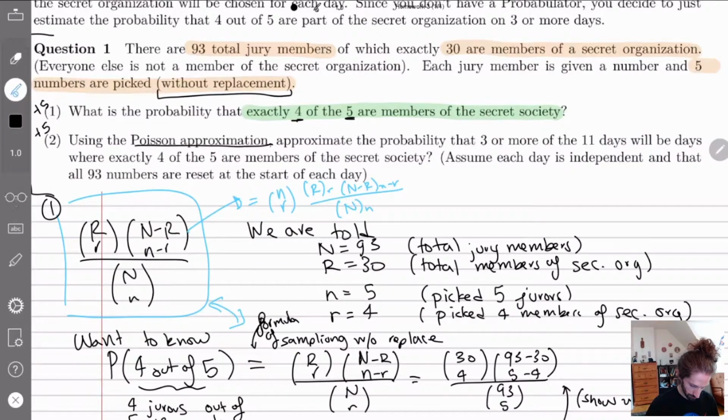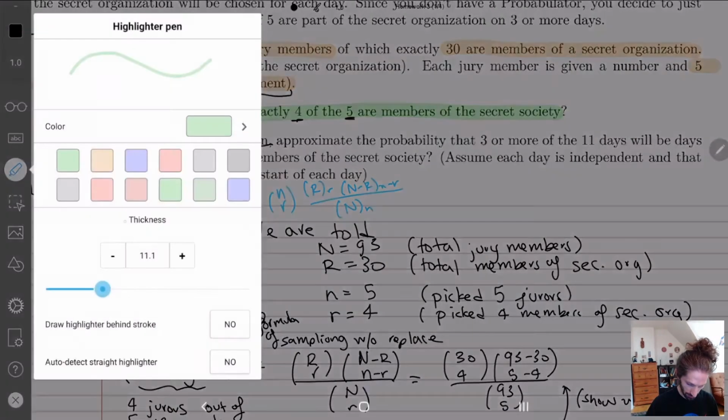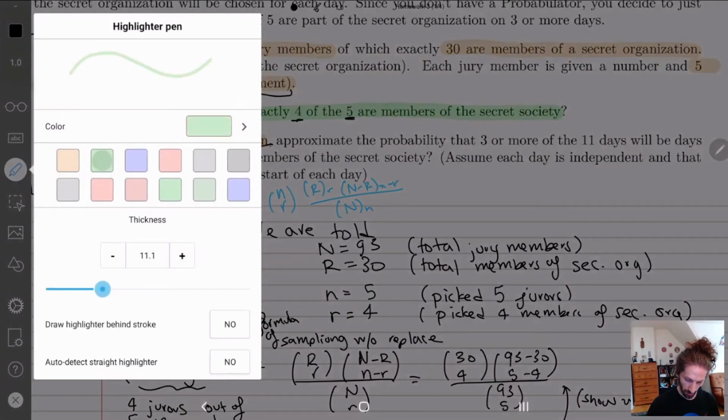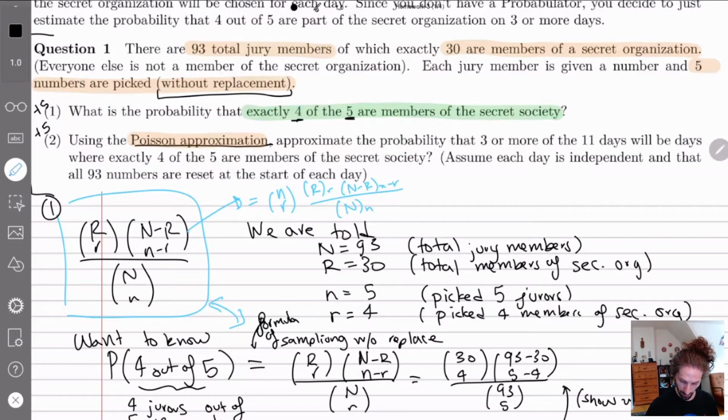Let me first highlight this part because this is important. I want to use Poisson, and I want to approximate the probability that 3 or more of the 11 days will be days where exactly 4 out of 5 of the members are members of the secret society. We're assuming each day is independent and that all 93 members are reset at the start of each day.